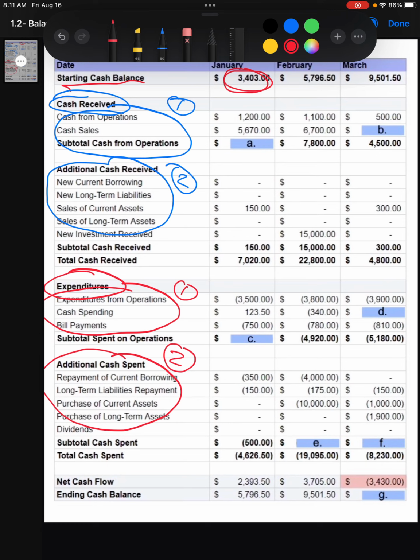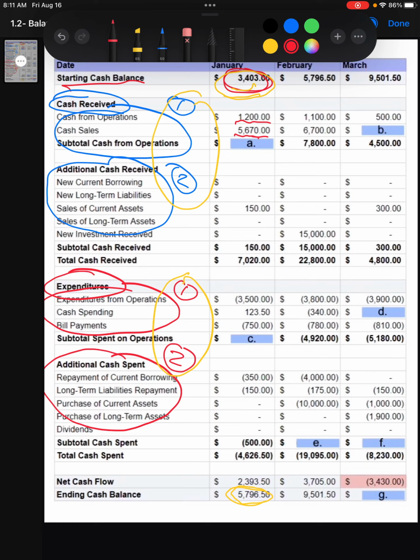At the end, what we have to do is pretty much: you had 3,403 at the beginning. You add the total of these two and then subtract the total of these two. And at the end, you will have a balance at the end of the month. So that's what I'm going to try to explain in this month of January. So let's begin. We had 3,403 at the beginning, and now we need to add 1,200 and 5,670 from operations.